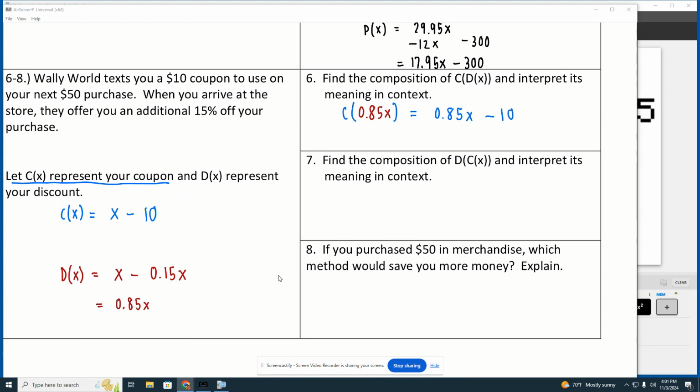Now, that's the equation. Now, what does this mean? Well, it means I get to take 15% off. See, whatever I purchase right here at x, the first thing I do is multiply it by 0.85. That means I get to take 15% off and then subtract the $10 coupon.